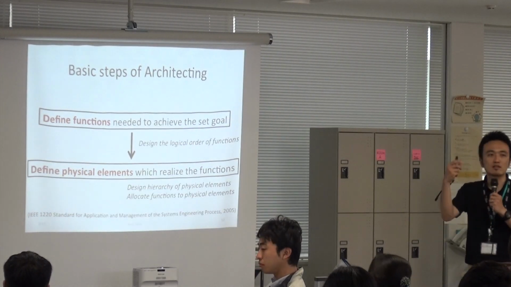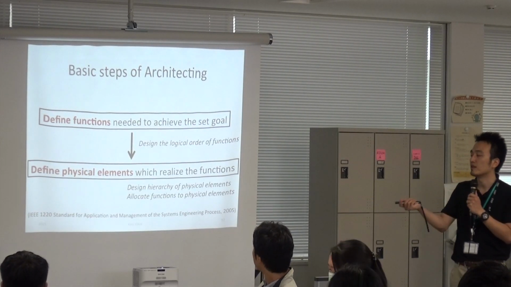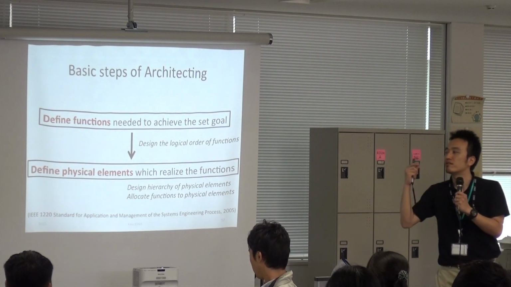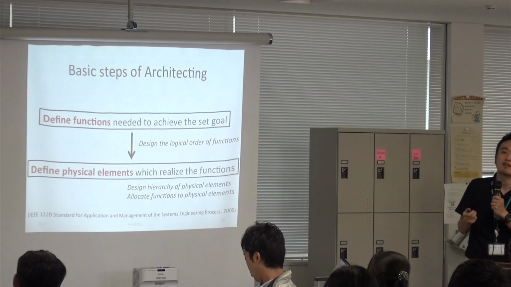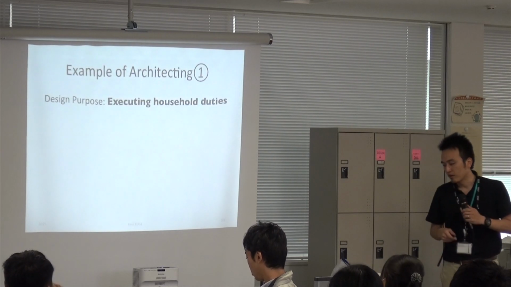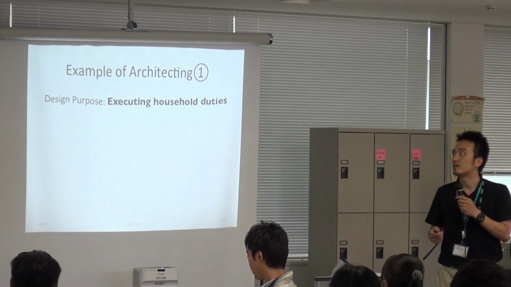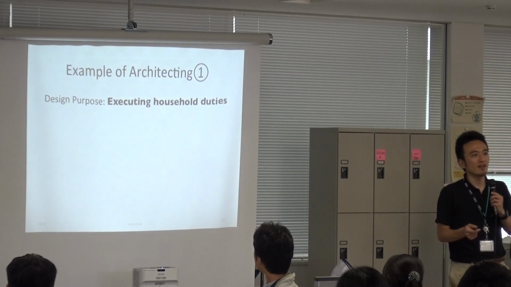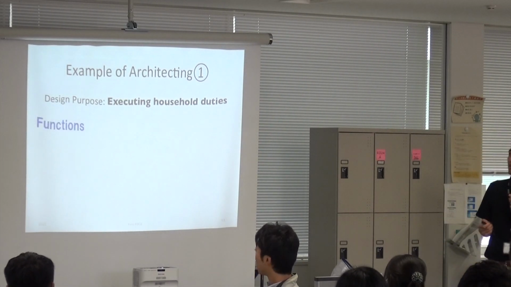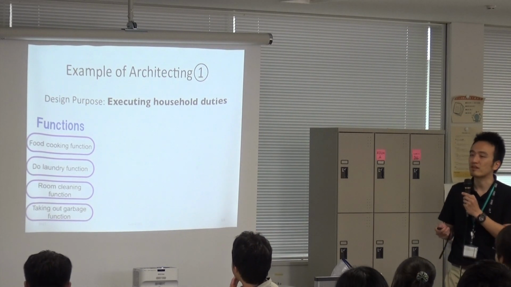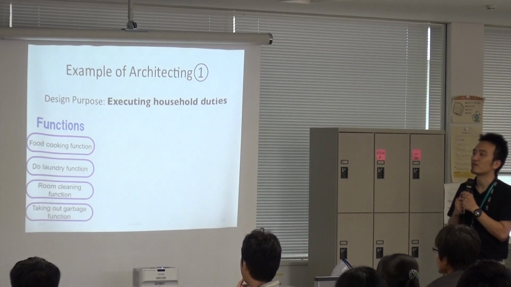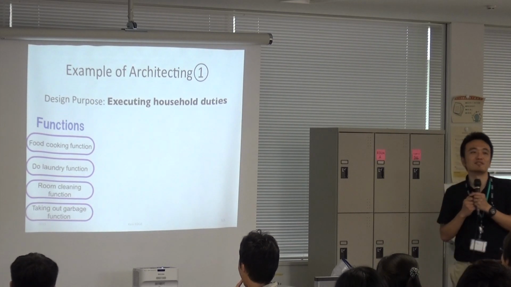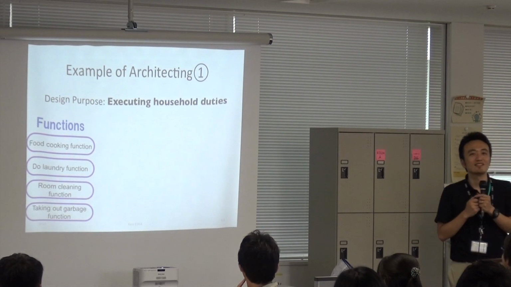Okay? And there's 2 minor steps in between inside. Design hierarchy of physical elements, and then allocate functions to physical elements. I'll take you through. Okay, here's an example of design purpose of executing household duties. Here's functions. Food cooking function, do laundry function, room cleaning function, taking out garbage function. Those are 4 functions.